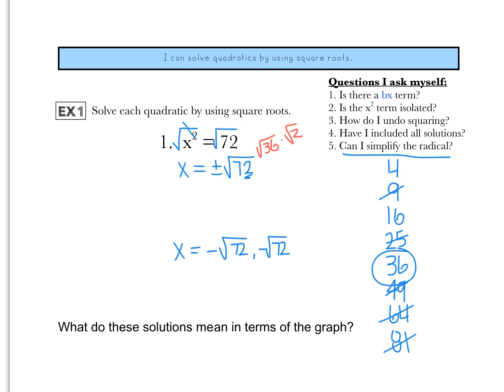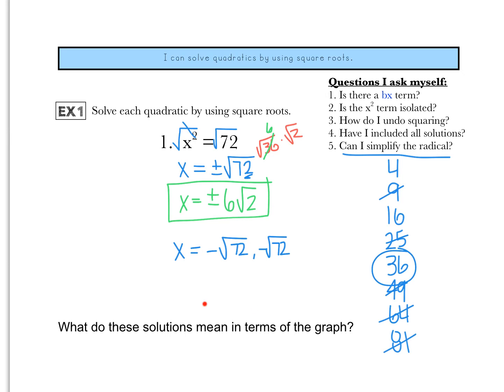Well, the square root of 36 is 6. So this is actually plus or minus 6 root 2. And that is my solution. So if you go back and check with your calculator, if you do the square root of 72 and you do 6 times the square root of 2, you should end up with the same answer because those mean the same thing. Just like 4 over 8 means 1/2, the square root of 72 and 6 root 2 are the same value.